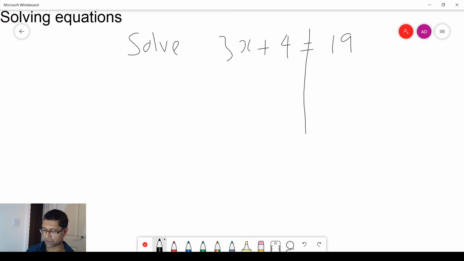To get rid of plus 4, you minus 4. What have you done on this side? Do on the other side. So 4 take away 4, they knock each other out. So you're just left with 3x. 19 take away 4 is 15.